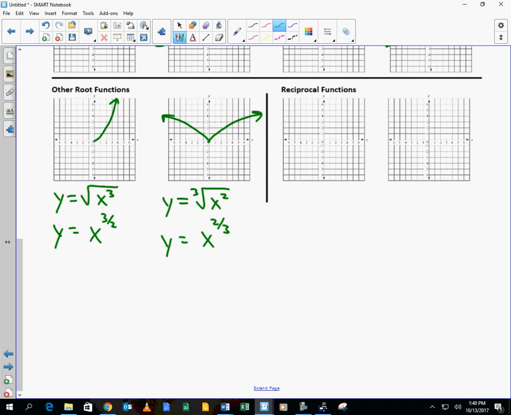Okay, so I call that the bird function. Now, the last set we want to look at is our reciprocal functions, like y is equal to 1 over x.